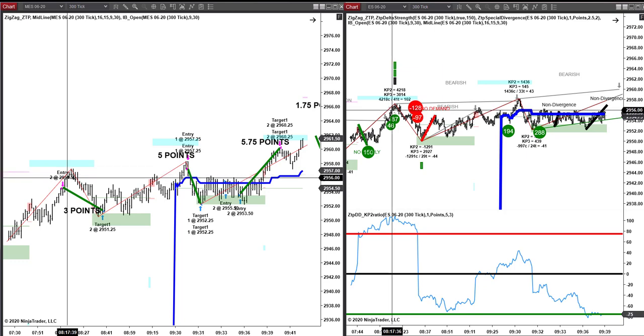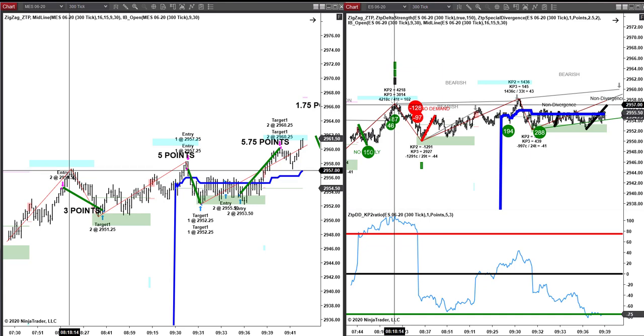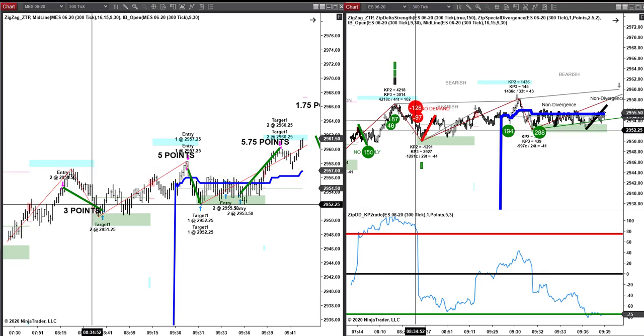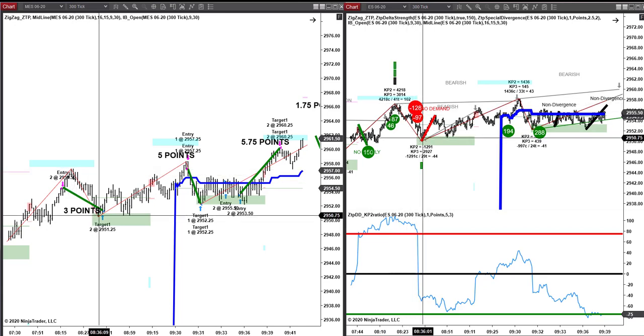So what we're looking for every time we have a trade, we're generally looking for about 5 points, but that 5 points is not necessarily from where you entered the trade or where I may have entered the trade. It's from a high to a low. So that is what forms a new zigzag.